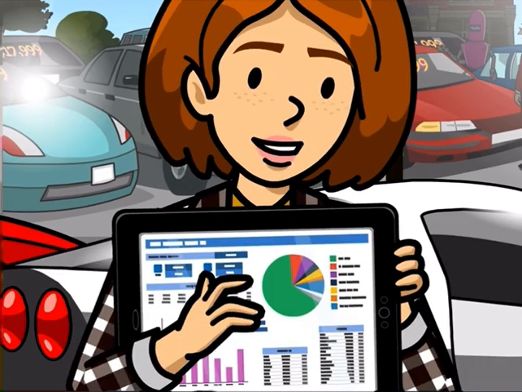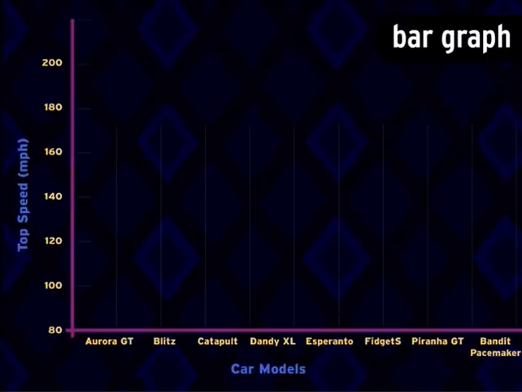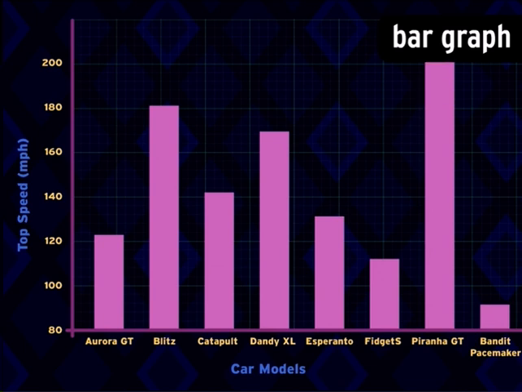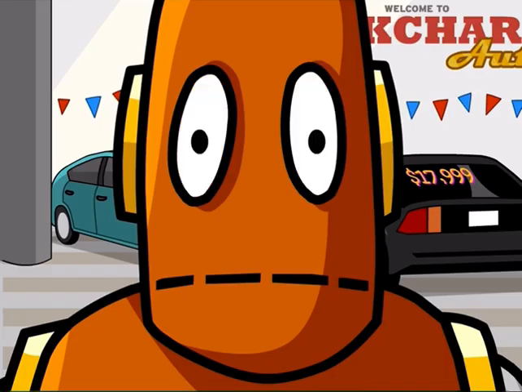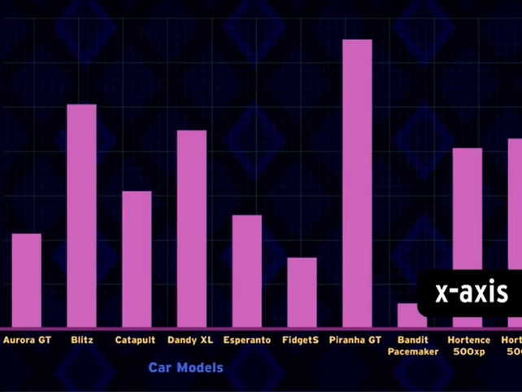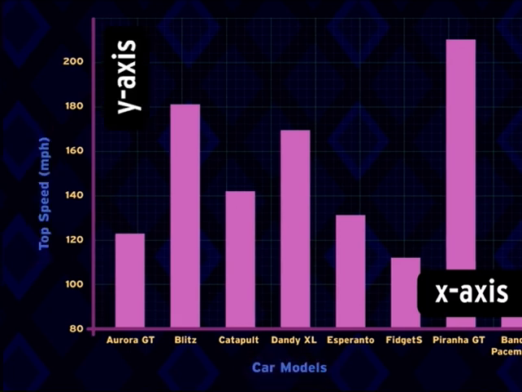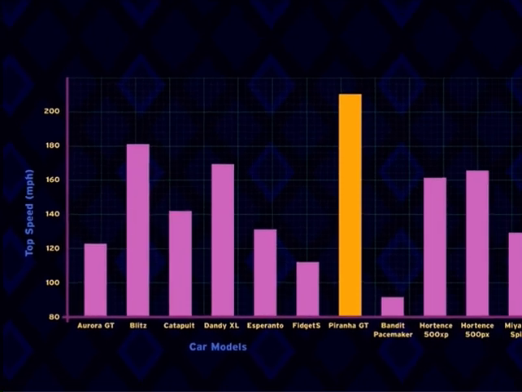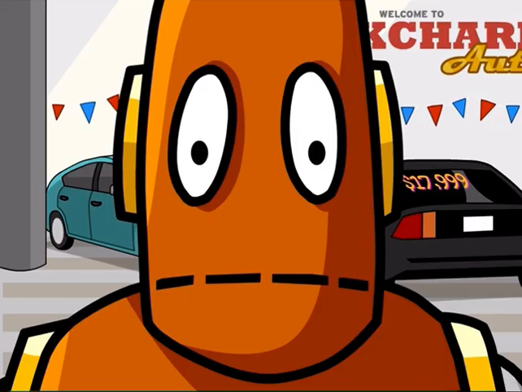But if we display each model's top speed in a bar graph, it's a lot easier. It uses bars of different heights to compare amounts. Bar graphs are useful when you're looking for the most or least of something. The horizontal x-axis shows different car models, and the vertical y-axis shows top speed in miles per hour. And as you can see, the Piranha GT stands head and shoulders above the competition.